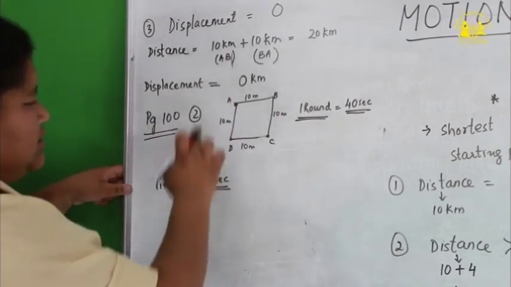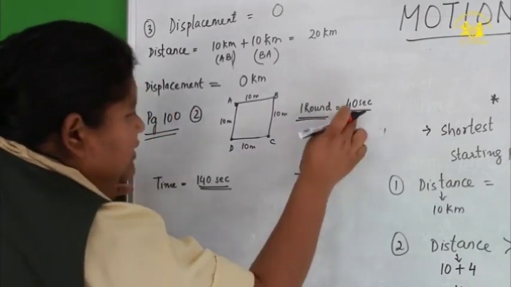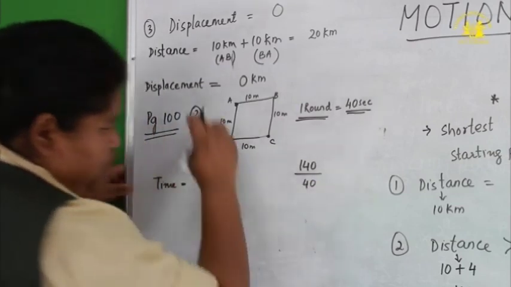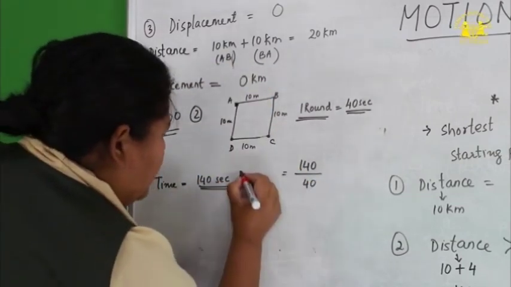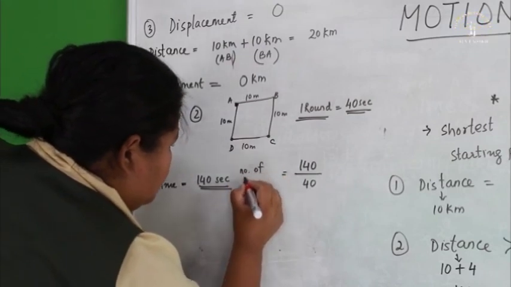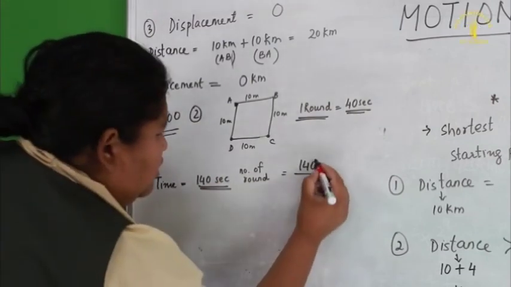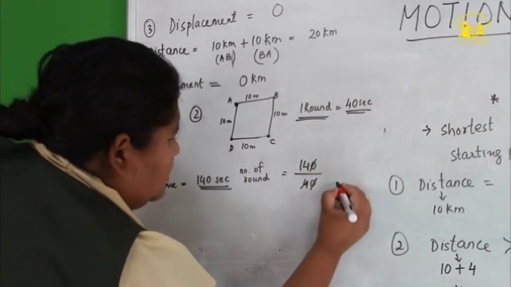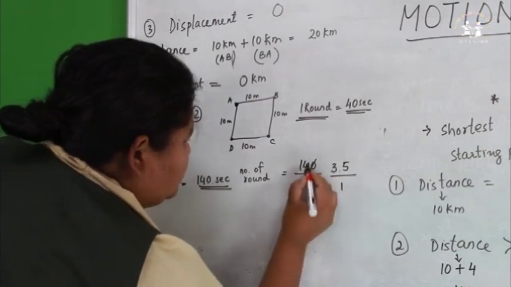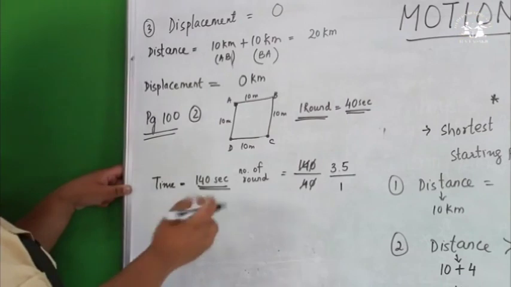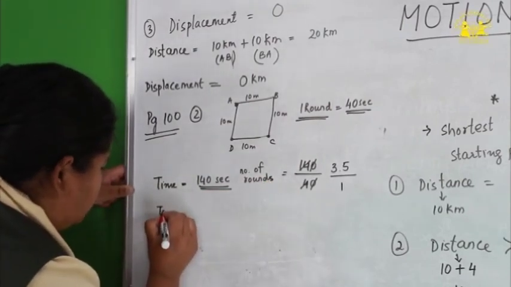Okay, now the total time is divided by the time taken to complete one round. This ratio will give us the number of rounds. So we cancel the zeros: 4 1s are 4, 4 3s are 12, 4 5s are 20. So it is 3.5 rounds in 140 seconds.